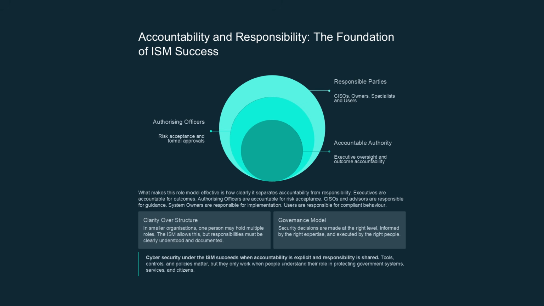The most important takeaway from this lecture is this: cybersecurity under the ISM succeeds when accountability is explicit and responsibility is shared. Tools, controls, and policies matter, but they only work when people understand their role in protecting government systems, services, and citizens.